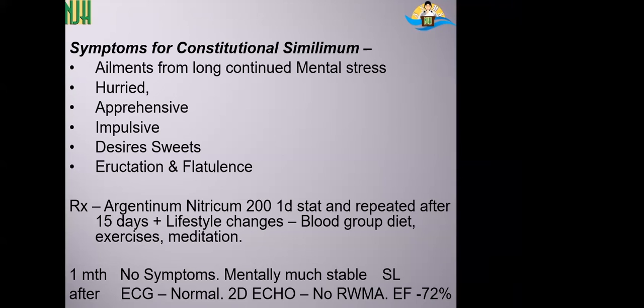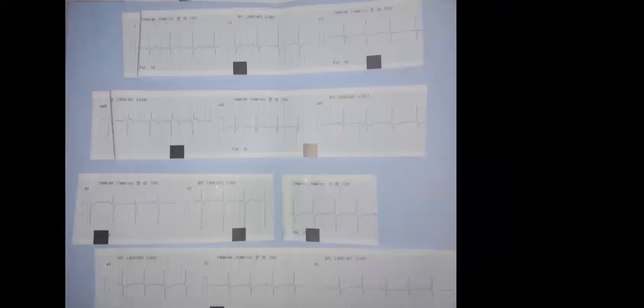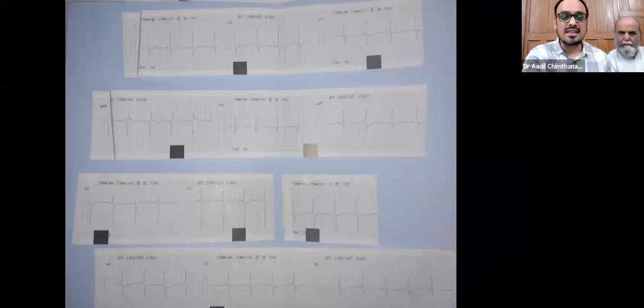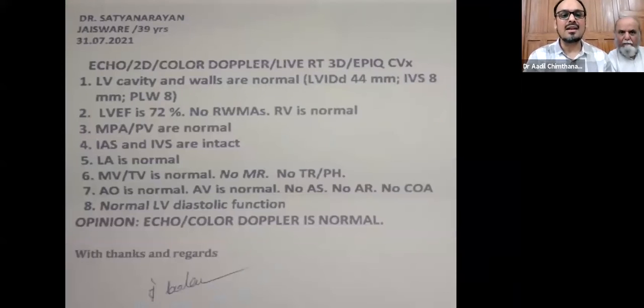So no RWMA, and the pumping capacity came to 72%. This is the ECG. After one month of Argentum Vaticum, it's normal. And this is the echocardiogram. LV cavity and walls are normal. Ejection fraction 72%, no RWMAs. RV is normal, right ventricle is normal. IAS and IVS are intact. IAS, interatrial septum, and interventricular septum intact.